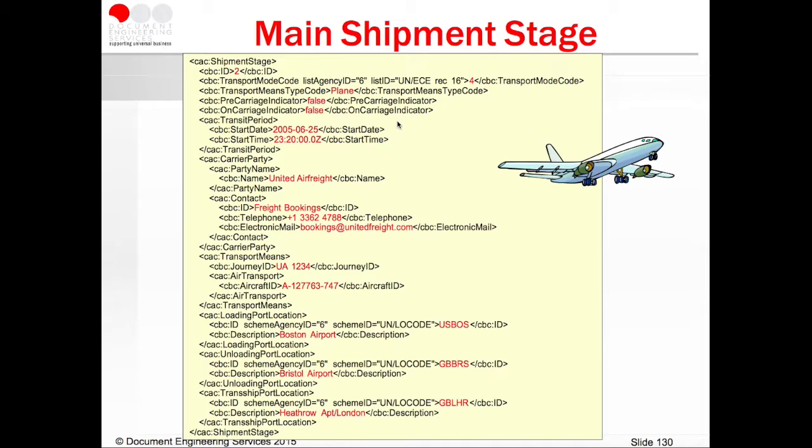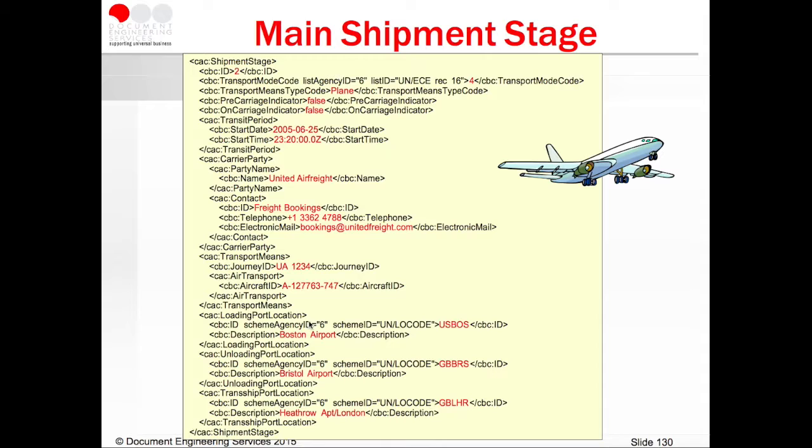And then we come to the shipment stage itself. This is describing the main carriage of the shipment stage. So again, we have a transport mode, which is coded, and number 4 is air. Transport means, which is airplane or plane. It's neither pre nor on carriage because it is the main carriage. It has a transit period, a starting date. Here's the carrier, United Air Freight, and a transport means. So the journey, which in this case would be the flight number, is 1234. The identification of the aircraft is the aeroplane registration number.